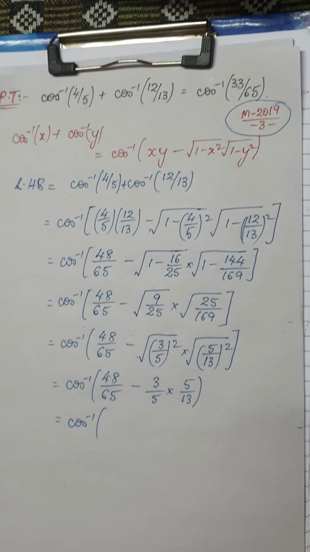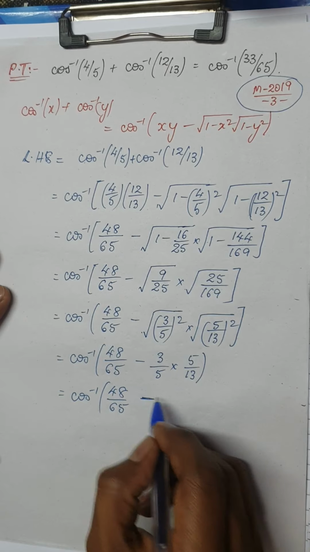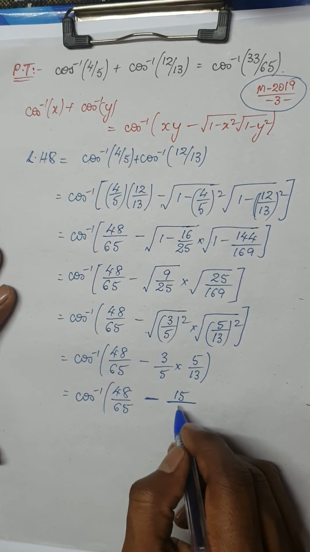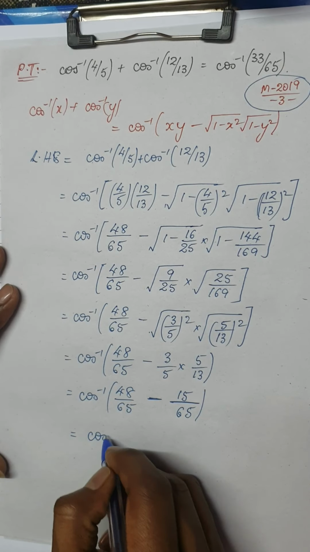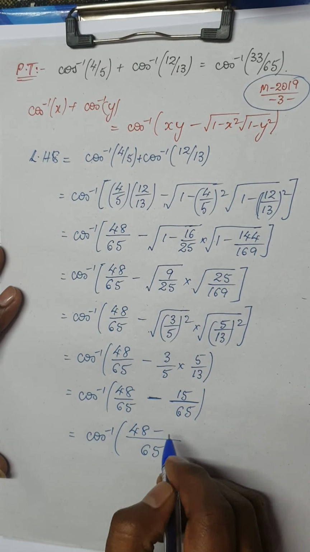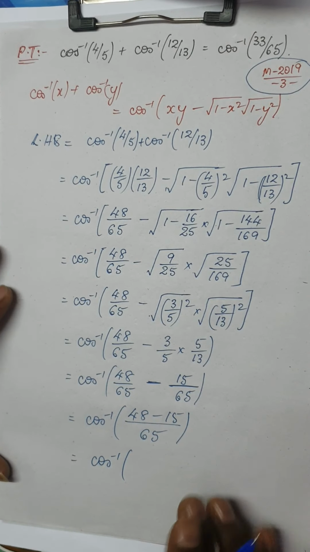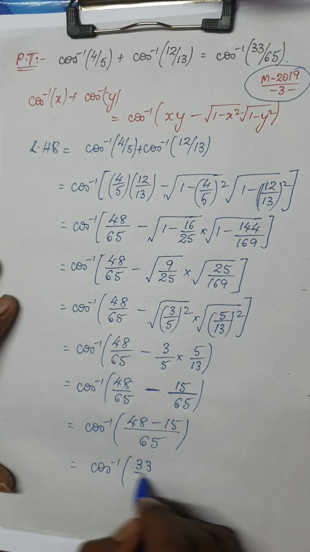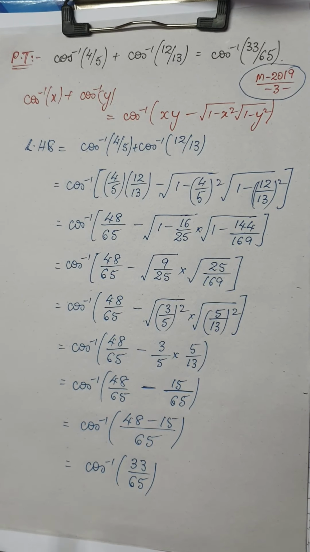So this is cos inverse of 48 by 65. As I told you, you can cancel, but for simplification purposes, keep it as it is. 3 5s are 15 by 13 5s are 65. Now both the denominators are the same, so you can easily subtract: 65 and 65, I get 48 minus 15. So this is cos inverse of 48 minus 15, which is 33, divided by 65. You can easily see that is what I was supposed to get.